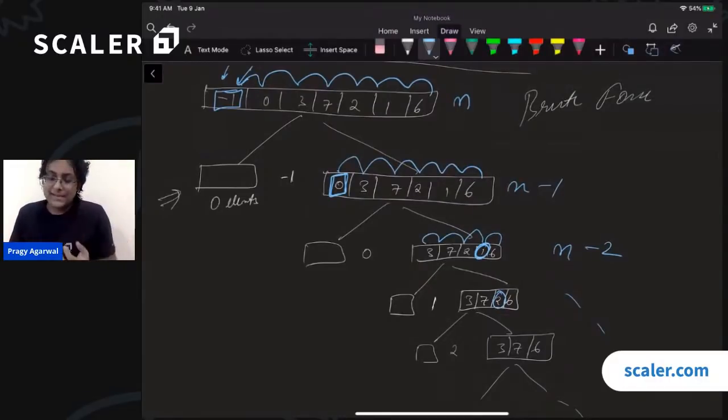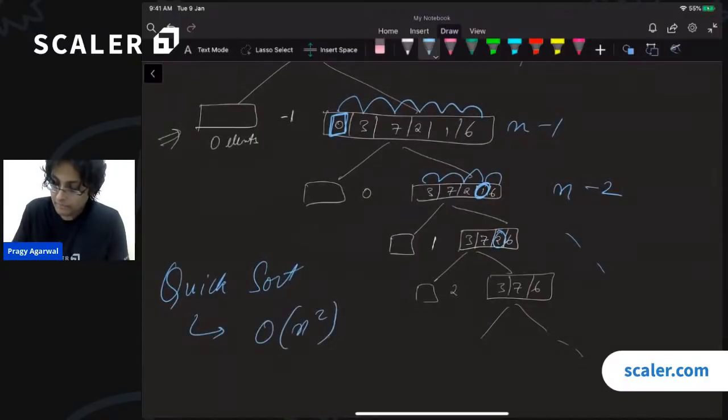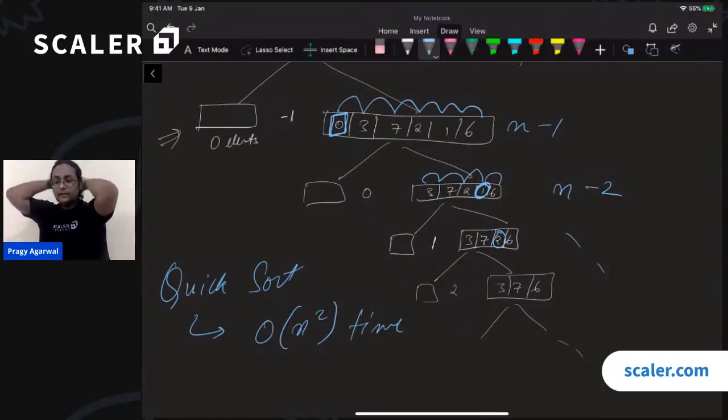Because I chose a bad pivot, because the splitting of the array is not good, it can happen that quicksort can take order of n square time. If the pivot happens to be bad, if this happens to be a skewed case, then quicksort can take order of n square time. Is that clear to everyone?